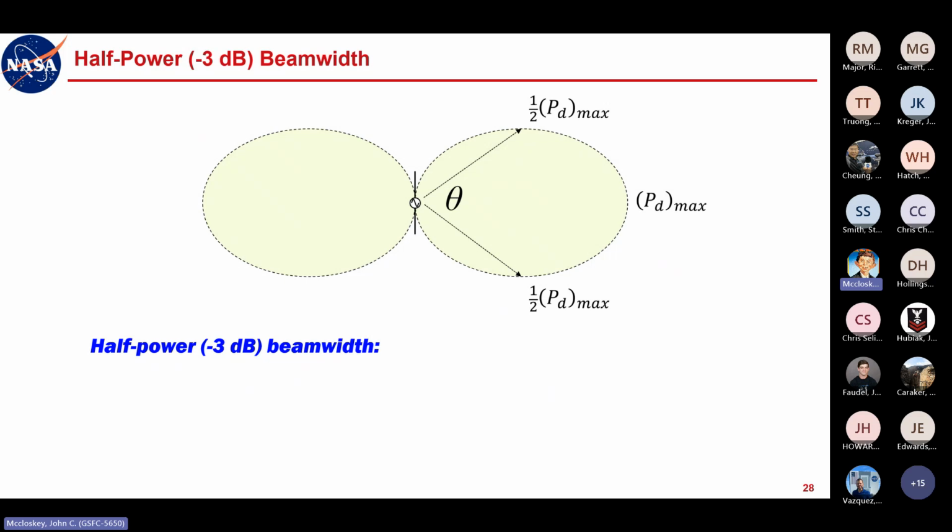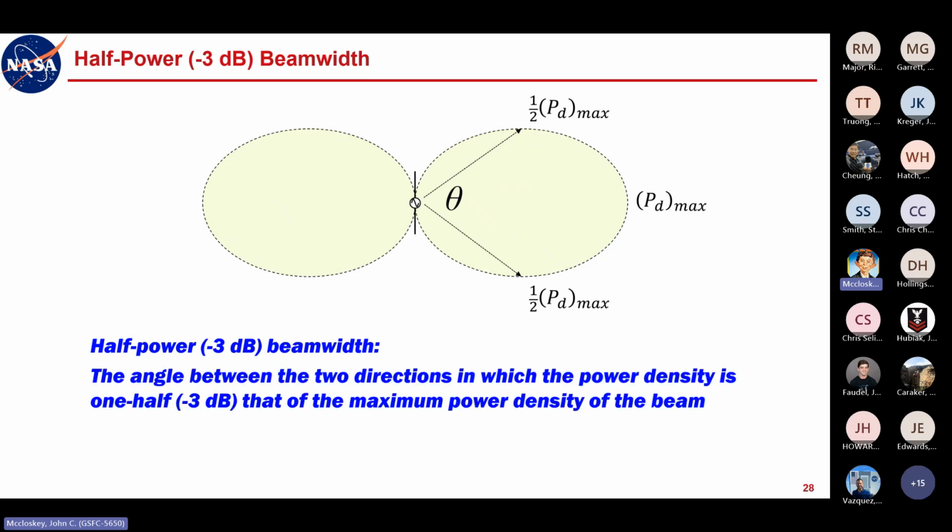And then your half power beam width, or 3 dB beam width, is just the angle between the two directions in which the power density is 1/2, or 3 dB down, from the maximum power density of the beam. So this is what tends to be specified in antenna data sheets that we use to determine spot sizes and the number of antenna positions we need. This is clearly inversely related to directivity. The more directive the antenna is, the lower the half power beam width will be.